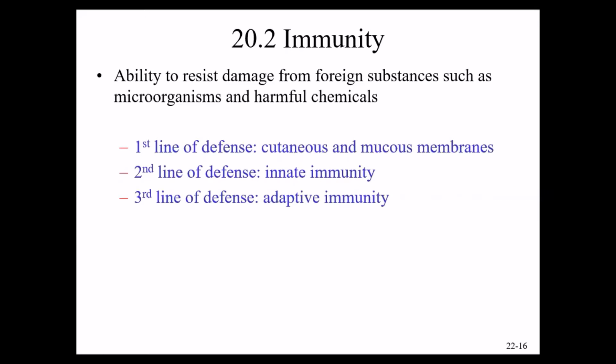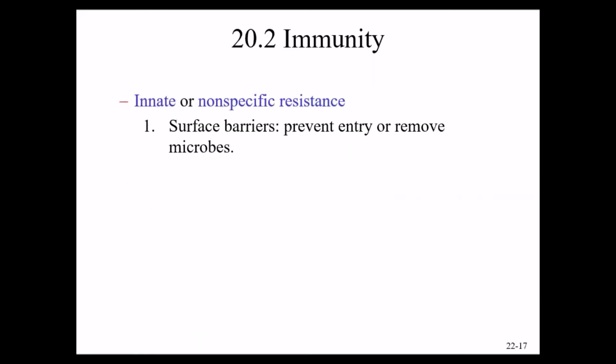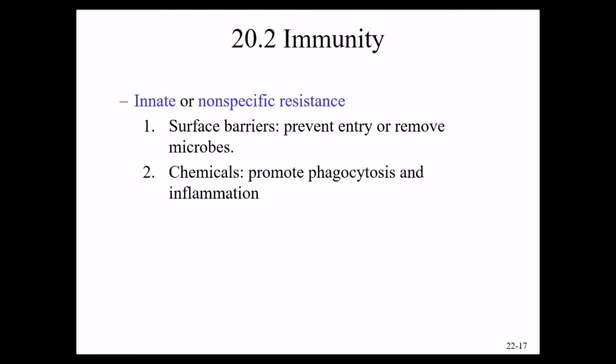And then what we'll spend more of our time talking about really is the second line and the third line of defense. The second line is what's called the innate immunity, and the third line is the adaptive. So let's look at those two. First of all, innate immunity is also called nonspecific, and your book kind of divides it out into three main categories. Number one is surface barriers. This is what's on the outside of the body, outside the skin, to try to prevent any type of microbe or microorganism from getting inside the body.